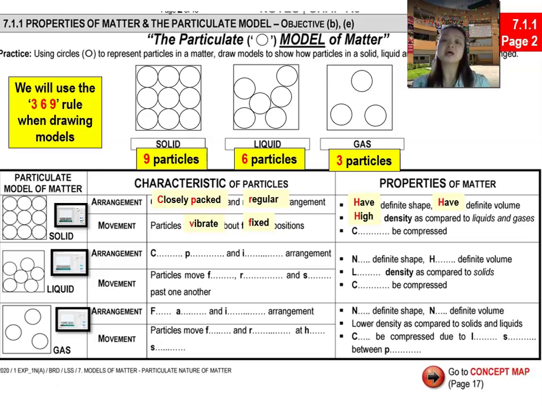And solids cannot be compressed. No matter how much you press it, you cannot compress it at all. Okay, so what about liquid?